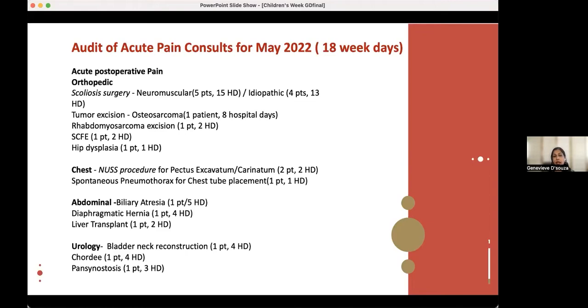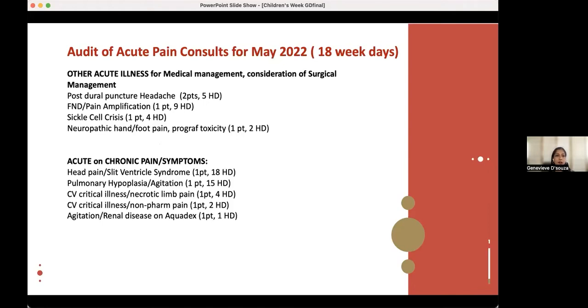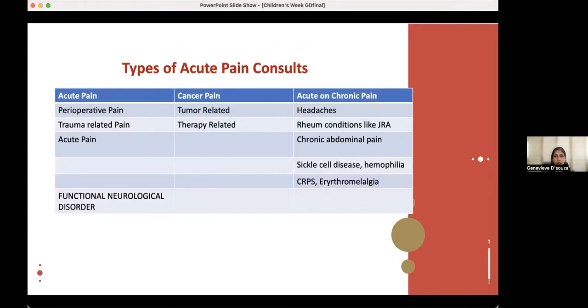And as you can see, these are just the long-term admissions. We had some consults for post-dural puncture headaches, functional neurologic disorder, sickle cell, and neuropathic pain. And we had some acute exacerbations of chronic pain. These are patients we are consulted on who have stayed in the hospital for long, who are in the hospital for other conditions. Typically, they are admitted on the medical side. Some are in the ICU and some are on the medical services.